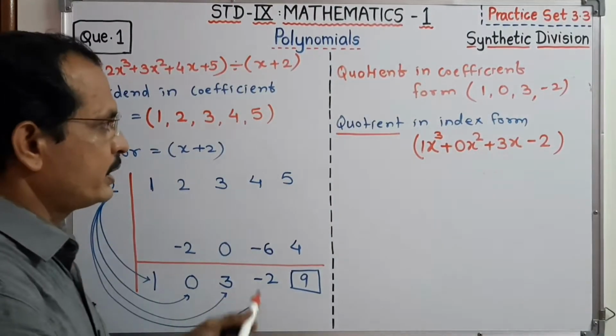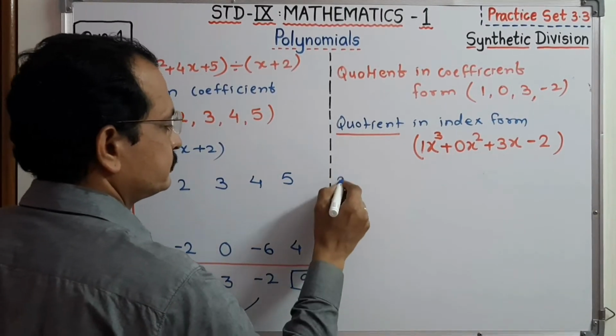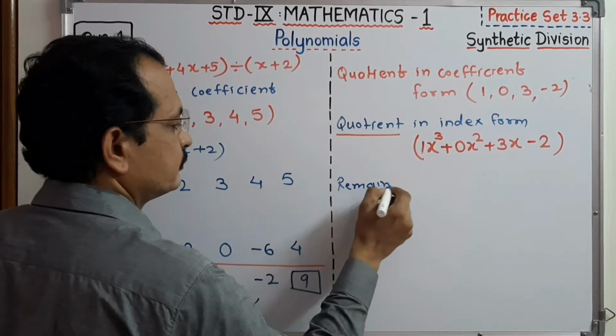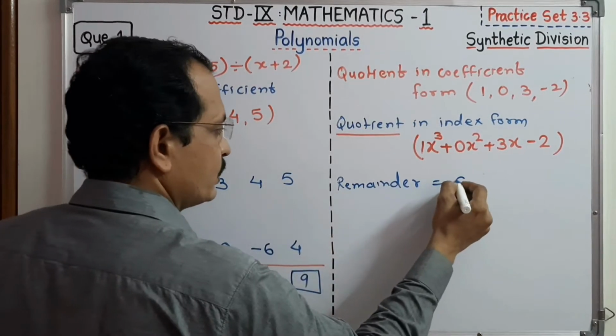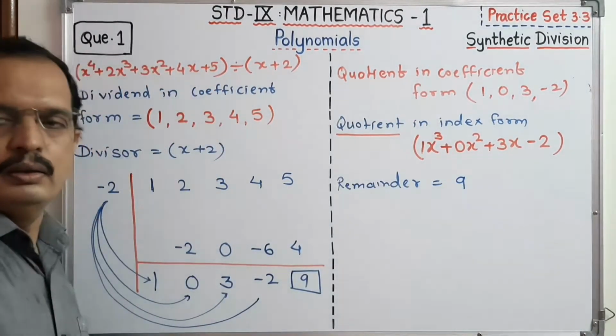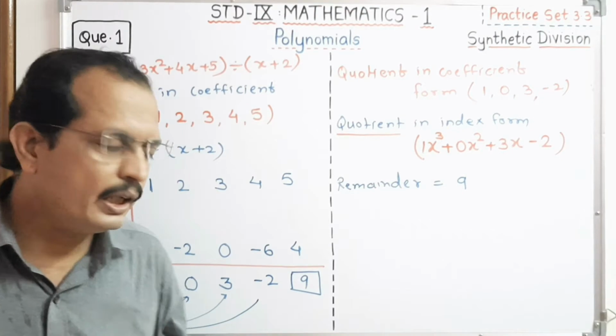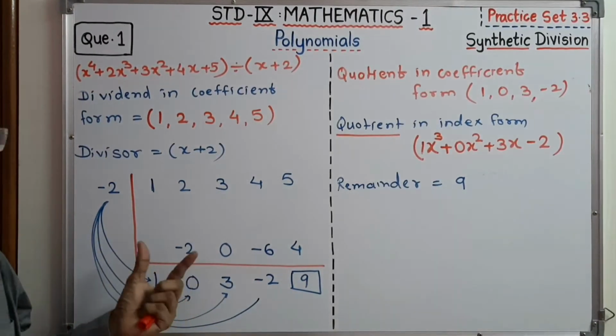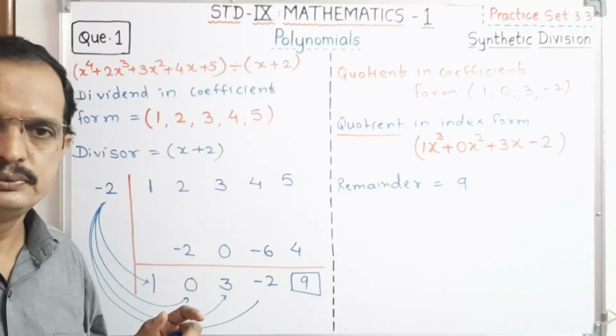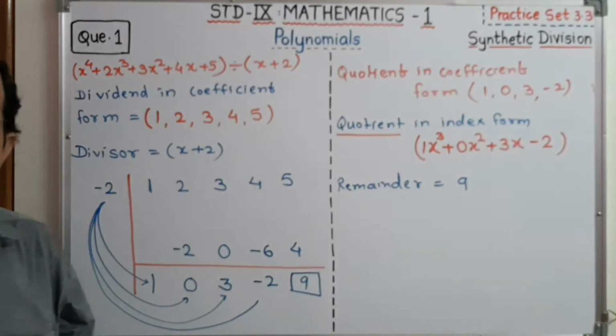Now we have to write the remainder, which is equal to 9. Any doubt? I think everyone understood this. This is important and very easy. Now we have to start with the third sum.